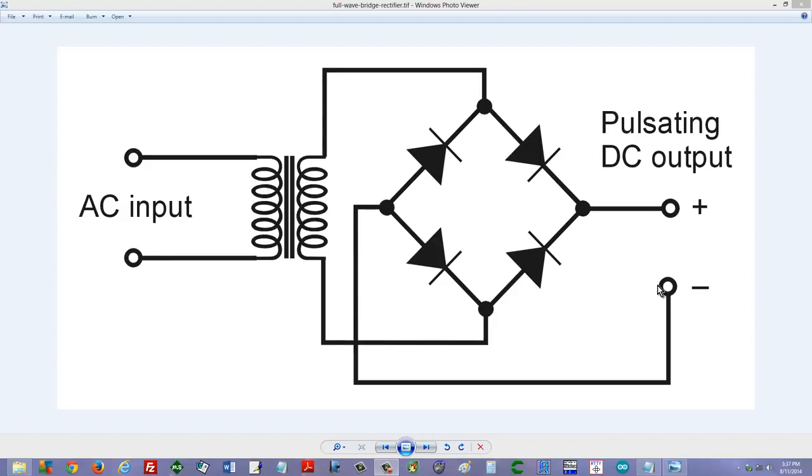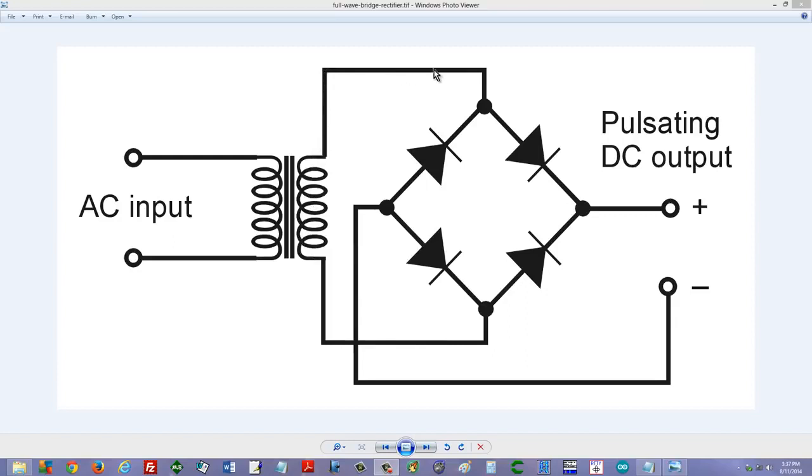So let's talk about current as a flow of electrons and talk about what happens when current tries to flow, or flows actually I should say, from the bottom to the top in this secondary. That's half of the cycle. That's what's going to happen.